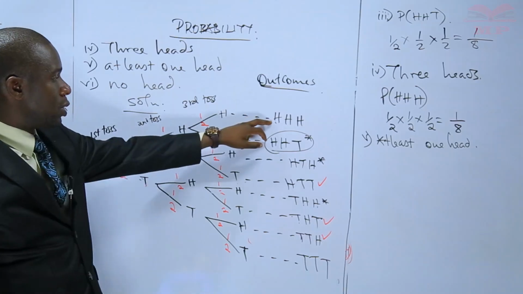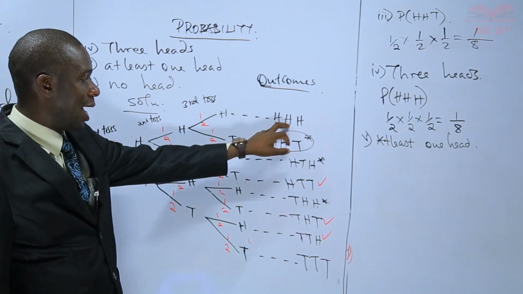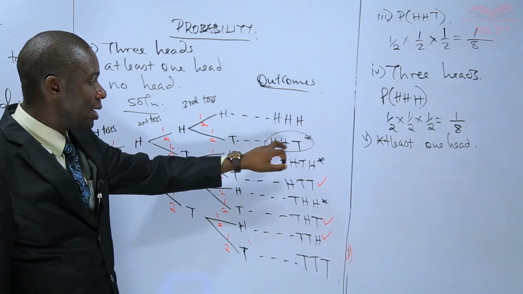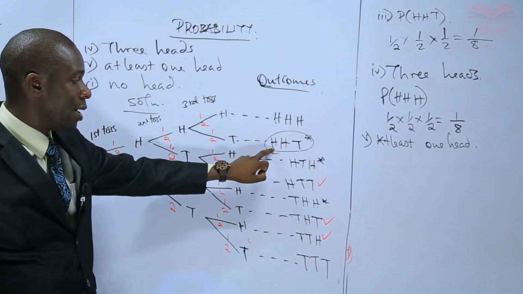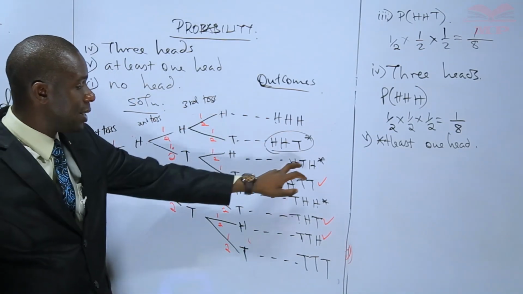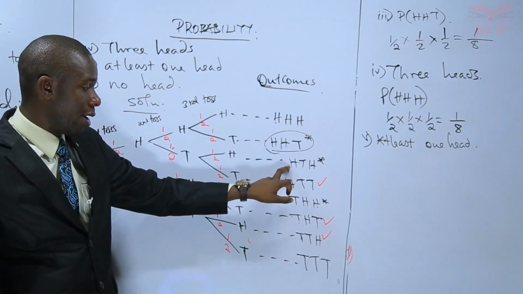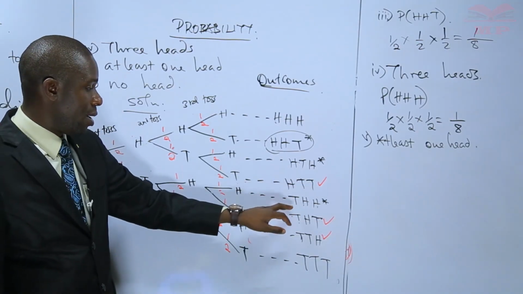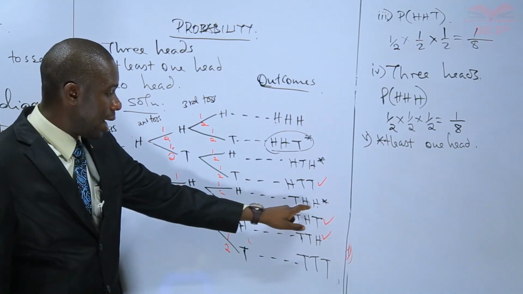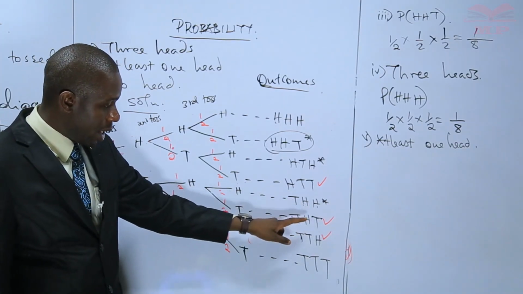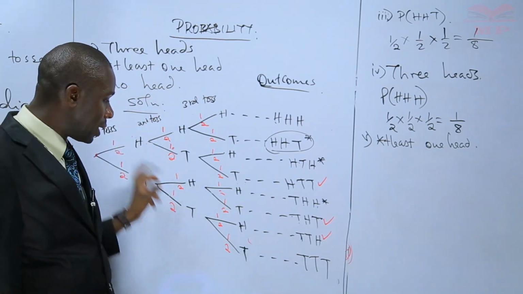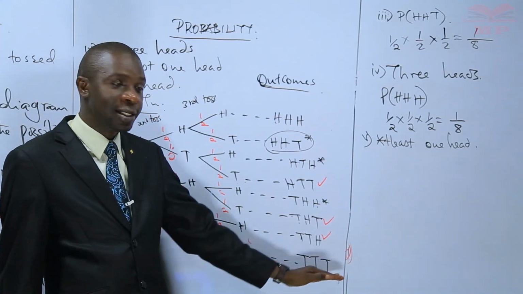Now when we look at this situation, we have them. Head, head, head. So we have at least one head here. The second situation, head, head, tail. So we have at least one head. The third situation, head, tail, head. So we have at least one head. The fourth one, head, tail, tail. We have at least one head. The fifth one, tail, head, head. So we have at least one head. Here there's a head, here there's a head. So there's only one place where we don't have a head, and it is tail, tail, tail.